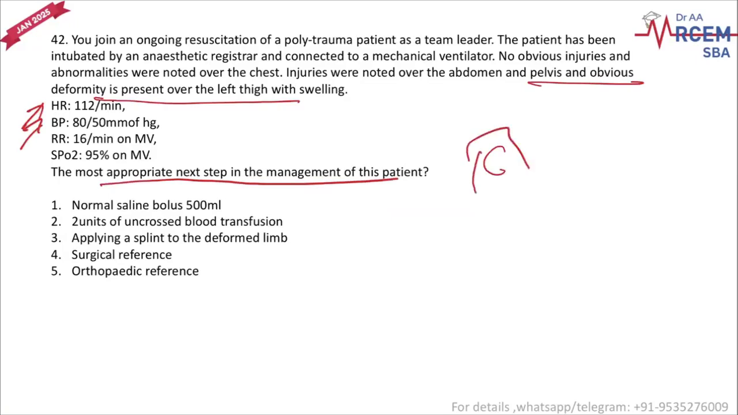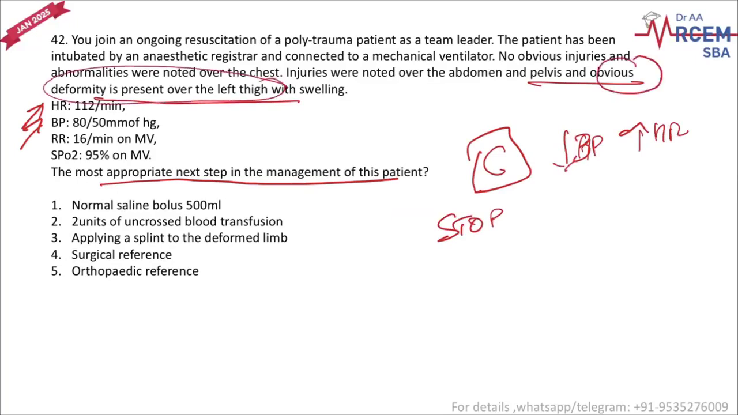So circulation is compromised because there is low blood pressure and high heart rate. First step is to stop the source of bleeding. Where is the source of bleeding in this patient? There is obvious deformity of the left thigh. So there is a fracture. If we are suspecting a fracture, you need to place a splint. So that is the first step. So apply the splint to the deformed leg. Restoration with the fluids and the blood products comes after. First thing you need to always think of is to stop the source of bleeding. That is the first step in the circulation.